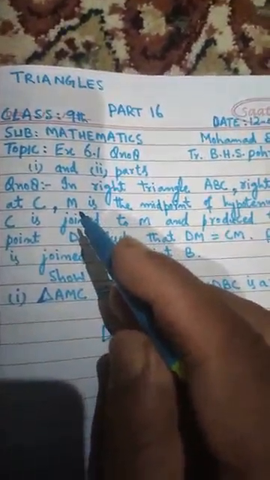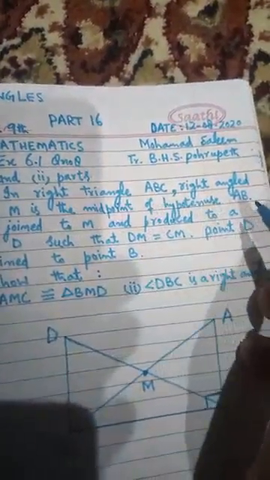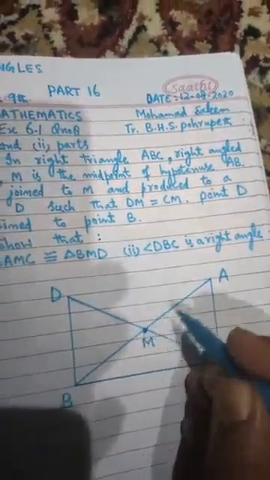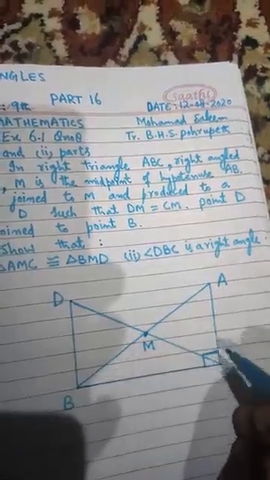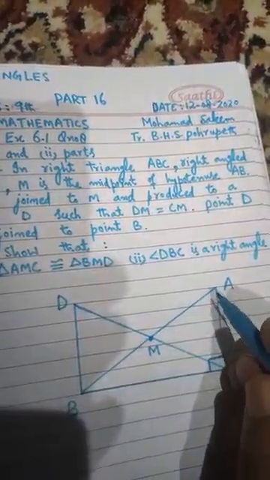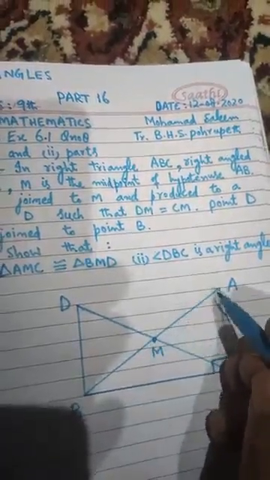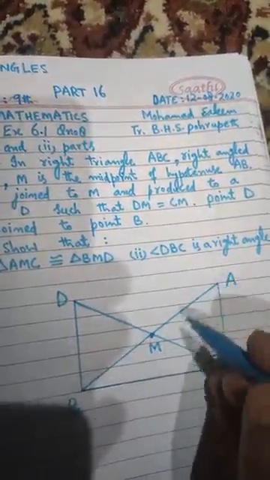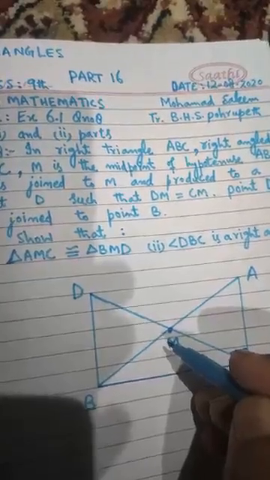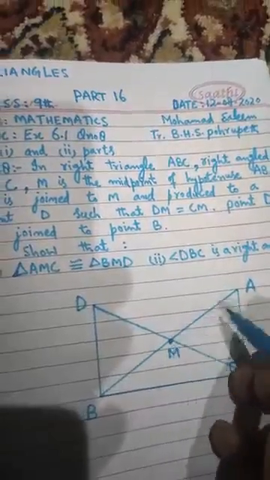Then we have: M is the midpoint of hypotenuse AB. This M is the midpoint of the hypotenuse of triangle ABC. There is hypotenuse AB and M is its midpoint. That means AM is equal to BM. That's self-understandable, because M is the midpoint of AB.